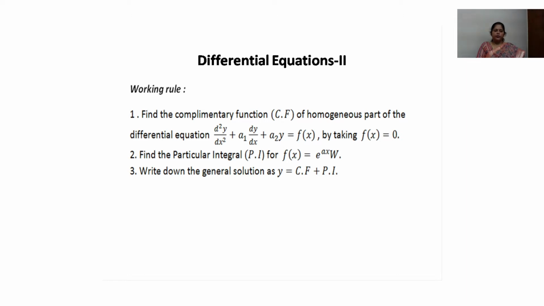Next we are going to find the particular integral for f of x equal to e to the power ax into w. Now the third step is the general solution: y is equal to CF plus PI.